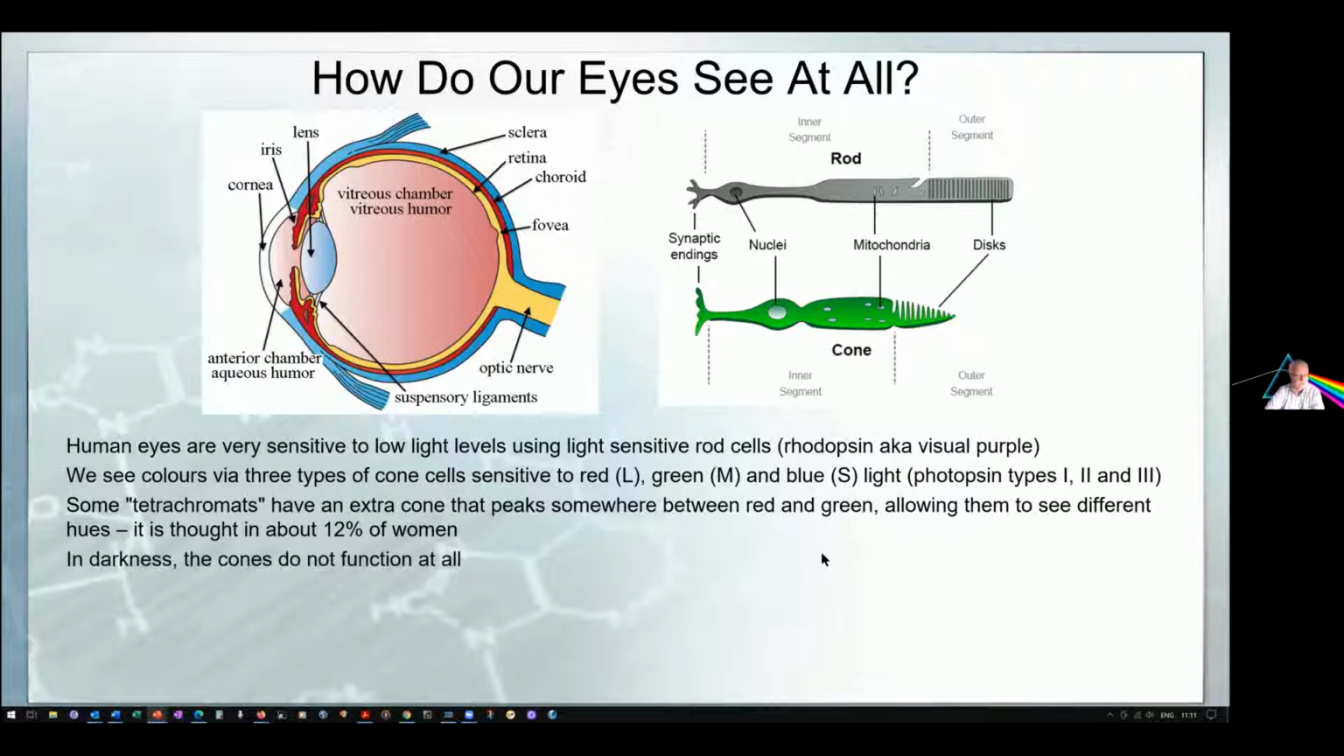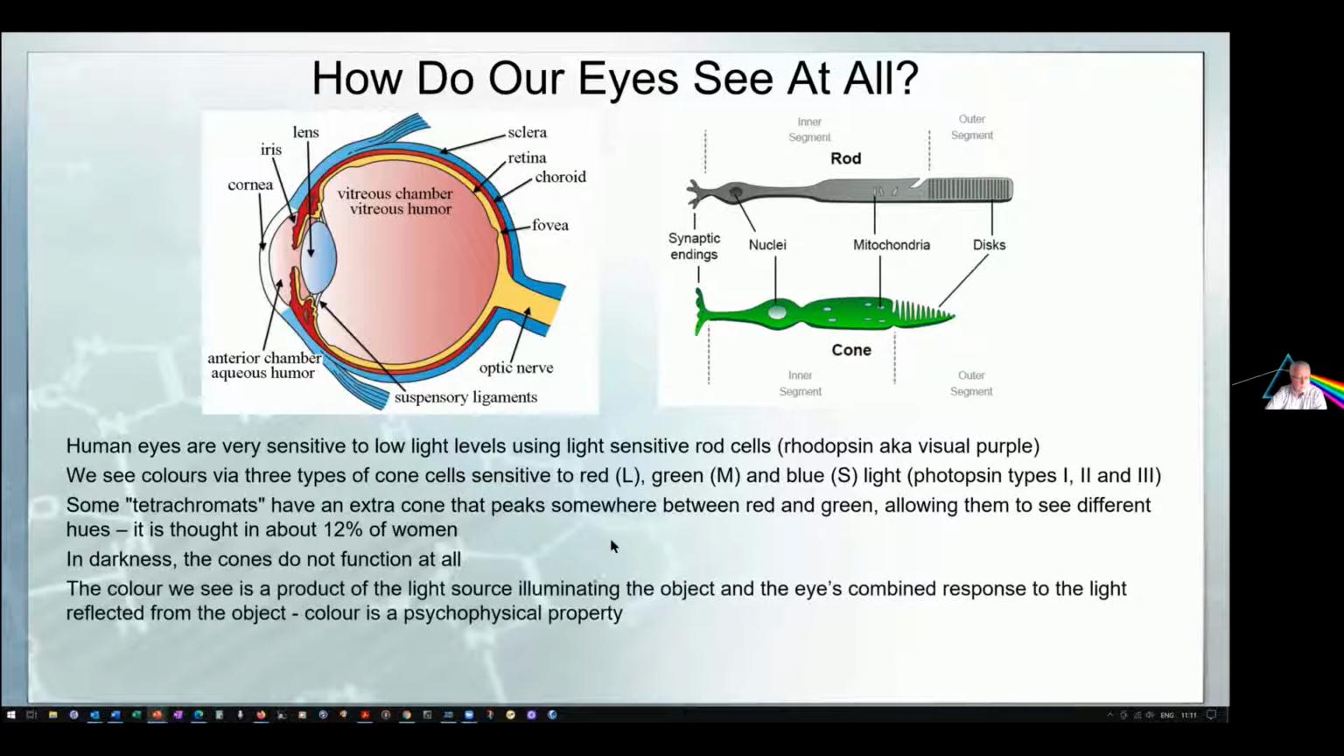In darkness, the cone cells don't function at all. It's the rod cells that are giving us our night vision. And the color we see is a product of the illuminating light and the eye's combined response and our brain's interpretation of that. So color is a psychophysical property. It's our perception. It's not reality. So most people with normal vision can distinguish over 10 million individual colors.